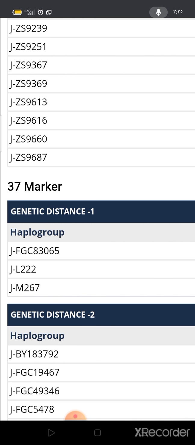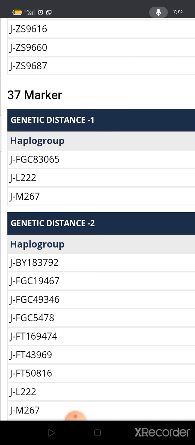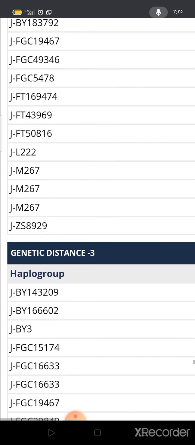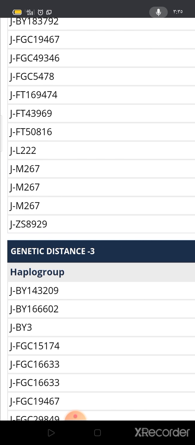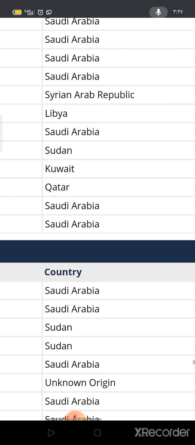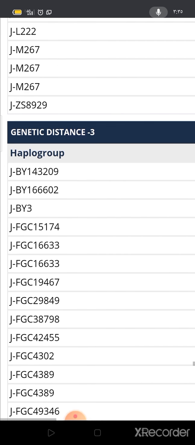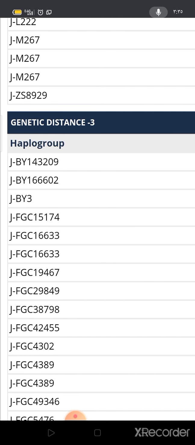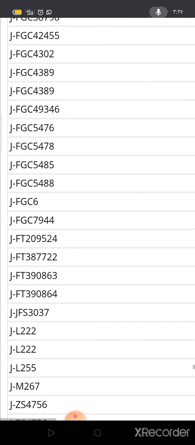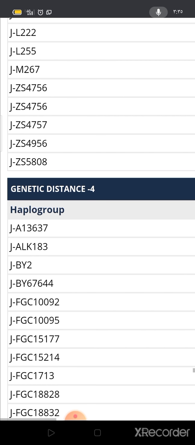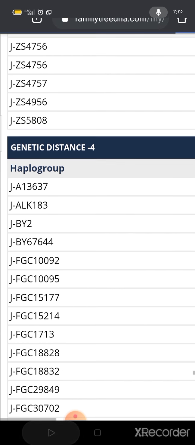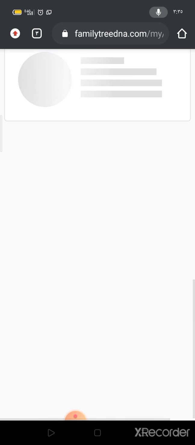37 markers. Now genetic distance 1 and genetic distance 2, genetic distance 3. I can see my branch BY3 here. Now is FGC 15174. It's the branch of my tribe. So you know now the idea of this comparison.